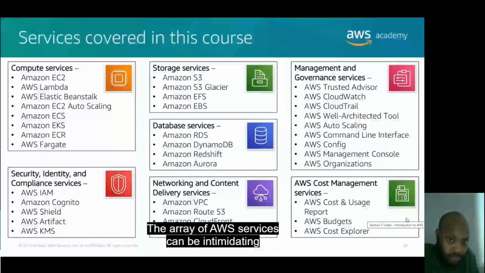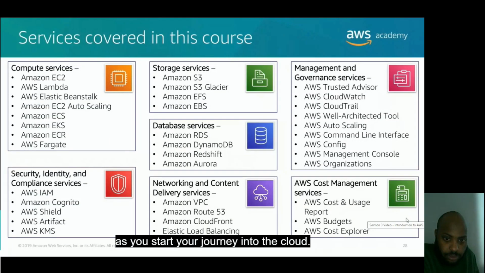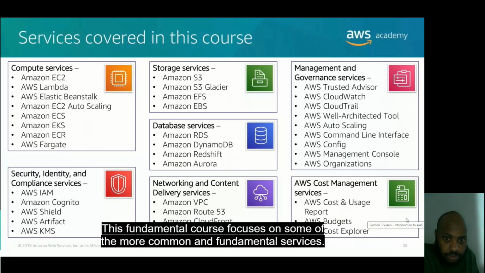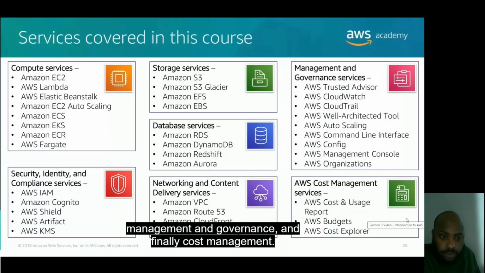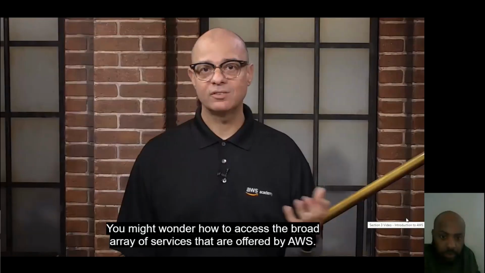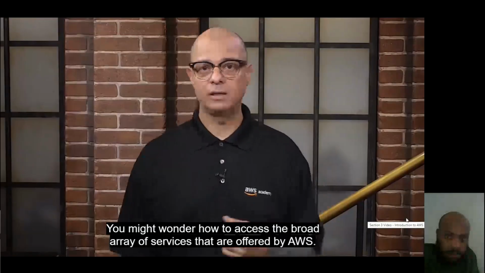The array of AWS services can be intimidating as you start your journey into the cloud. This fundamental course focuses on some of the more common and fundamental services. The categories that we will cover are compute, storage, database, networking, content delivery, security, identity, compliance, management and governance, and finally, cost management. You might wonder how to access the broad array of services that are offered by AWS.